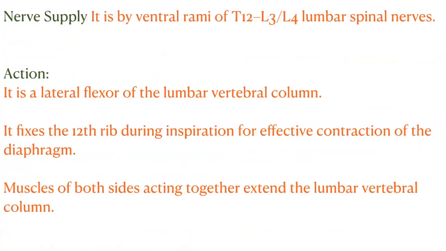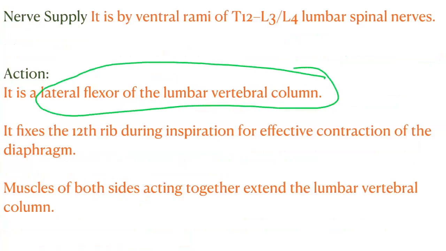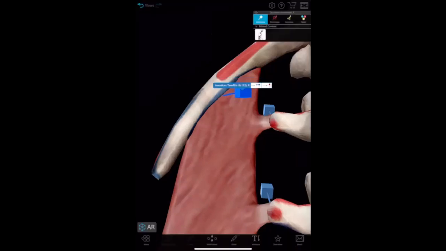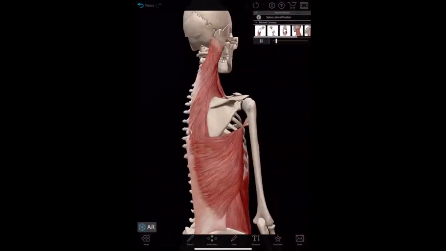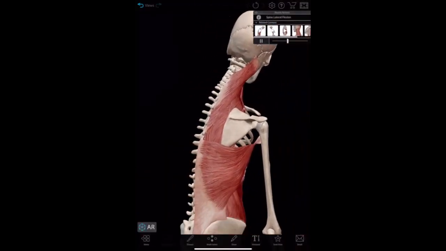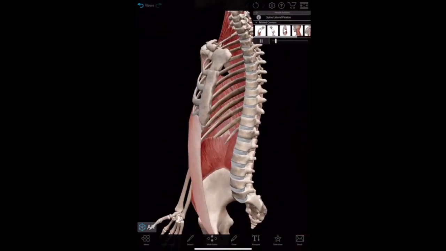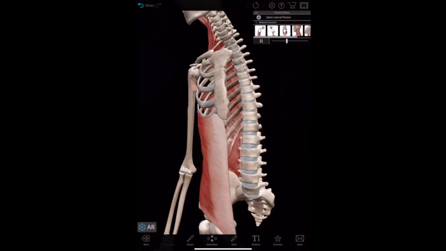It is a lateral flexor of the lumbar vertebral column, right? It fixes the 12th rib during inspiration for effective contraction of the diaphragm. Muscles of both sides acting together extend the lumbar vertebral column. Okay, here you see, this is how quadratus lumborum is working.